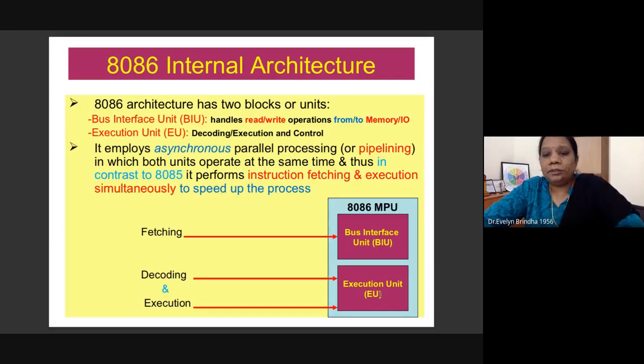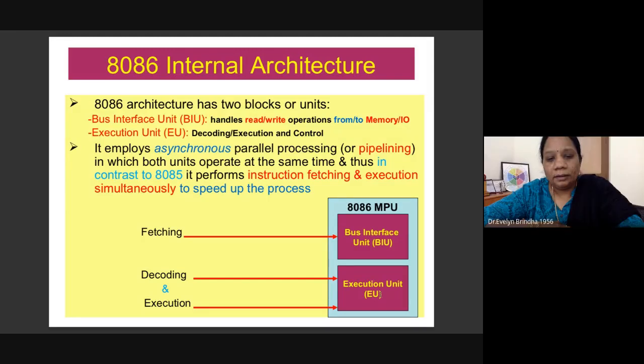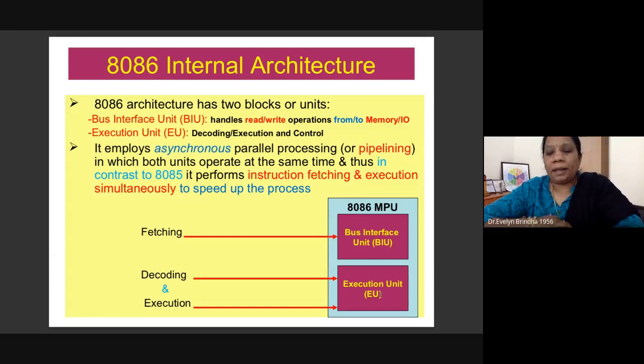Now, can you tell me what are the phases of executing an instruction? When I have to execute one single instruction, what are the different phases that instruction has to go through? First is fetch, very good. Then decode, and execute, and the last, write back. Writing the result or storing the result back wherever it is needed.